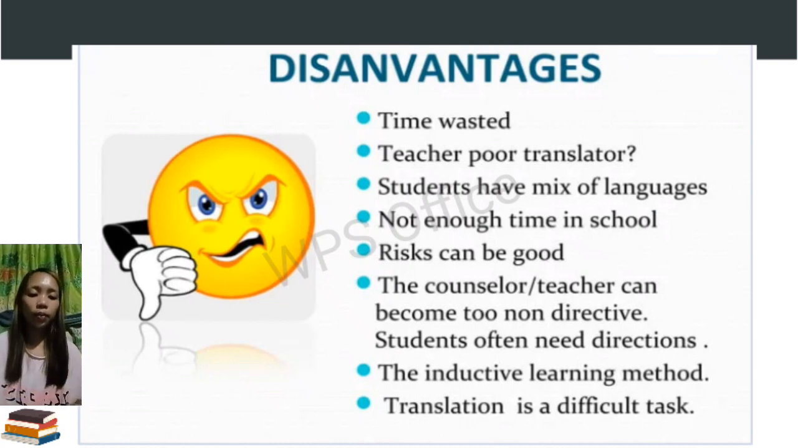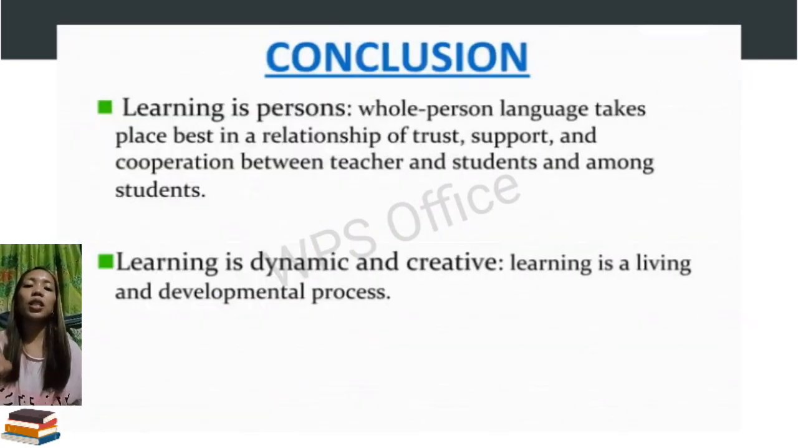And for the conclusion, learning is persons. Whole person language learning takes place best in a relationship of trust, support, and cooperation between teacher and students, and among the students. So in learning a language, as a teacher, we need to have a good relationship with our students. We need to support them, not to judge them.